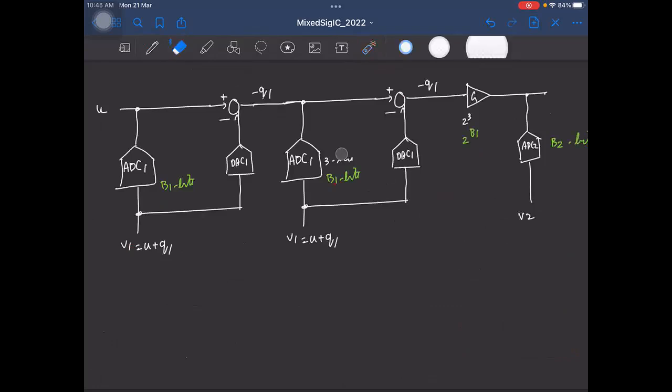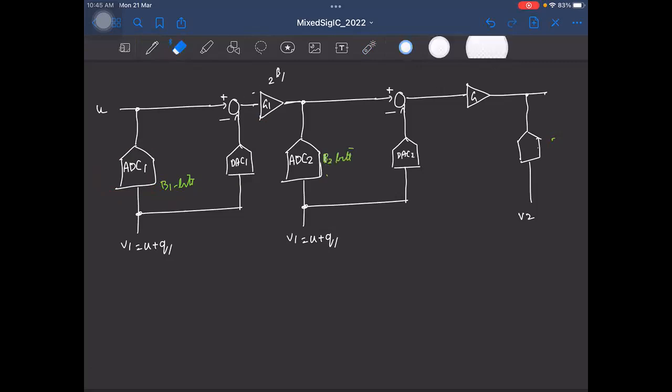Let's just look at this 3-step quickly. Remove these things. So this is my ADC1. I'll say it has B1 bits. I have the first DAC here. This, let's say, is ADC2. I need to have an amplifier here. What should be the gain of the amplifier? 2 power B1. I'll just call it G1, that is 2 power B1. Let us say this second ADC has a resolution of B2 bits. So this is my DAC2.